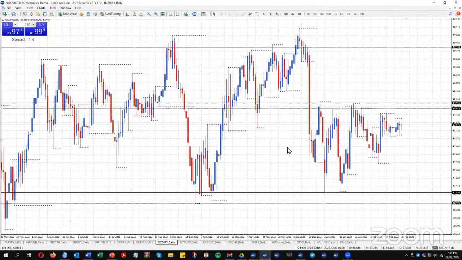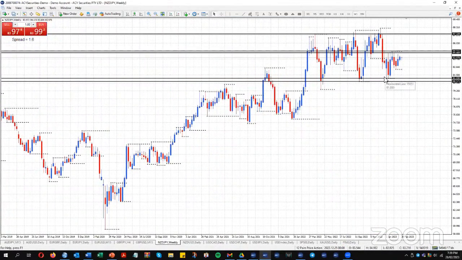Right, New Zealand yen, my same old story at the moment. Go to your weekly chart. Weekly supports, weekly resistance here. We've actually got another bottom maybe forming there, but it's just doing nothing. I'm just watching the higher end of the range.